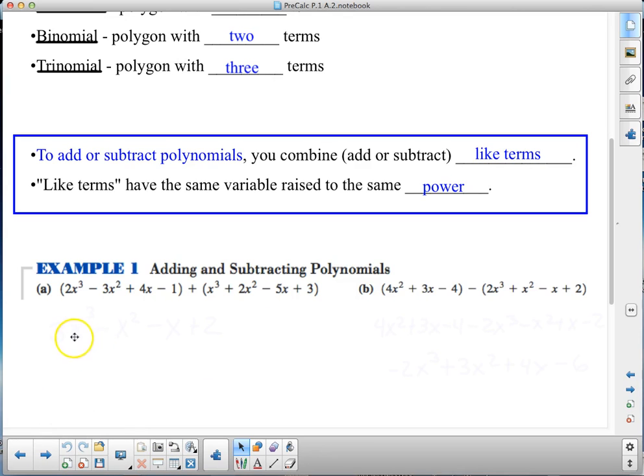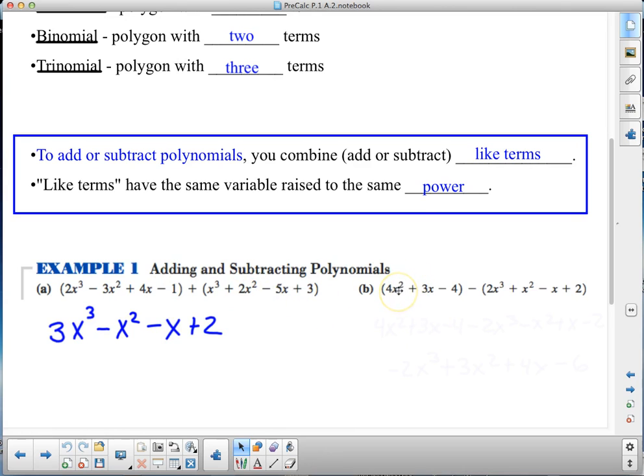Okay, welcome back. I hope things went well with you. The first one, we have 2x cubed and x cubed, which is 3x cubed. Negative 3x squared plus 2x squared is negative x squared. I got 4x minus 5x, and that's going to give me a negative x. Then 4 minus 5 is negative 1, and negative 1 plus 3 is 2.